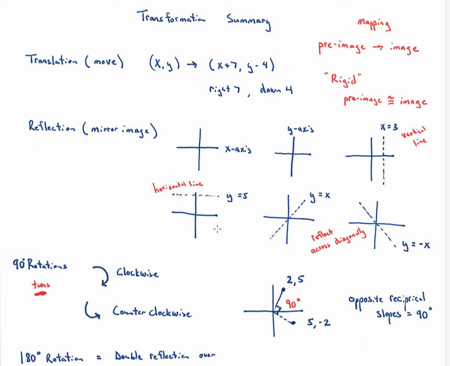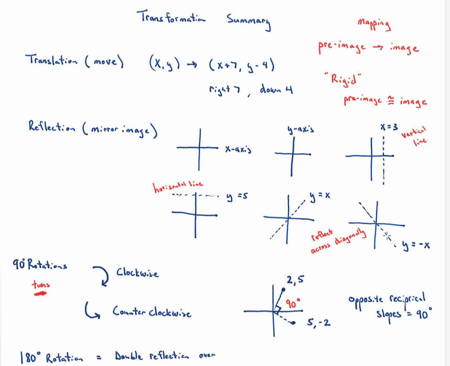We could reflect it over a horizontal line. y equals 5 would be an example. We could reflect it over the diagonal, y equals x. We could reflect it over the negative diagonal, which is y equals negative x. Regardless, what we do to do a reflection is we take the mirror image perpendicular over that line. So if I'm up here, right, I'm going to get reflected down here. If I'm way over here, then I'm going to get reflected way over here. Those distances match. So all you have to do is basically count how far you are away from the line of reflection and then flip over that line.